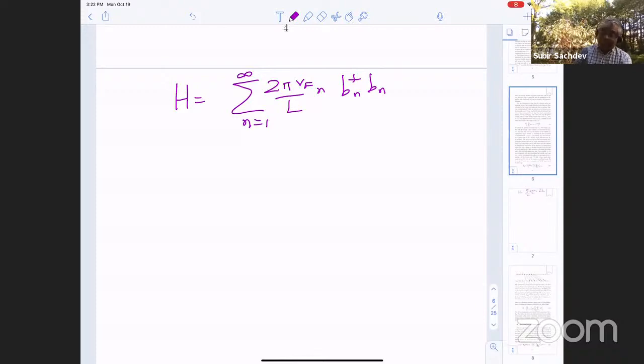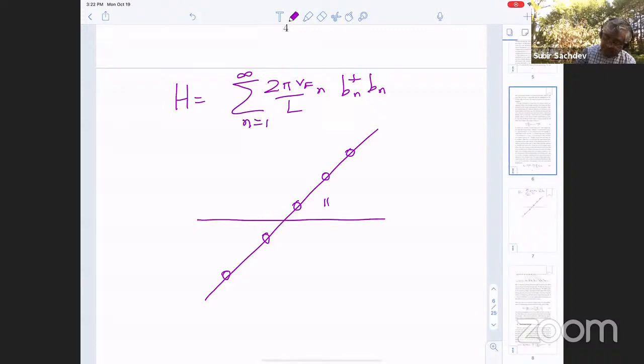Okay, so what are these bosons? Well, it turns out these bosons are very simply related to the fermions. So, we had this Fermi gas here with some states here. This is the Fermi level. So the first state was pi VF over L. The next one is 3 pi VF over L. And the next one is 5 pi VF over L, and so on. And these states are occupied in the ground state, and those states are empty.